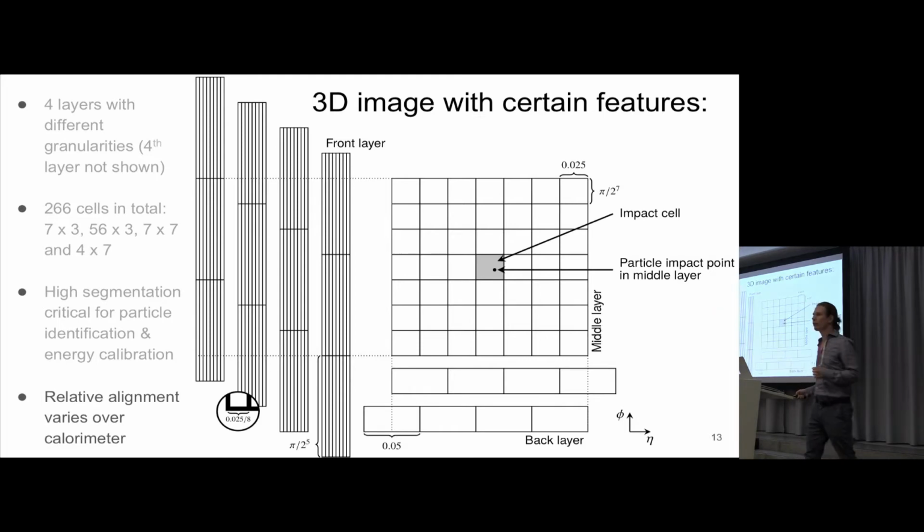In addition, we have one more feature in our data. As you move through the detector and deposit your photons in different parts of your calorimeter, the relative alignment of the middle layer, the front layer, or the back layer changes. So this introduces an additional complication.